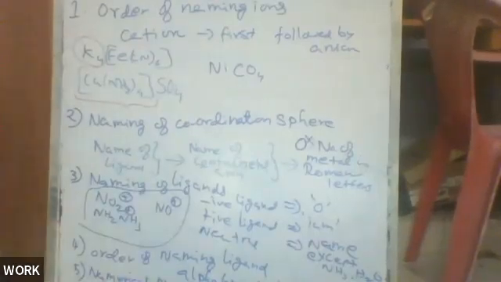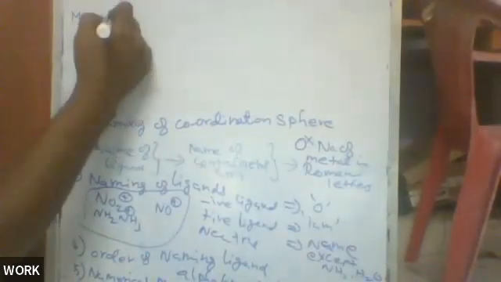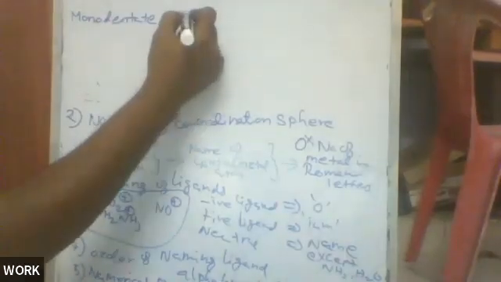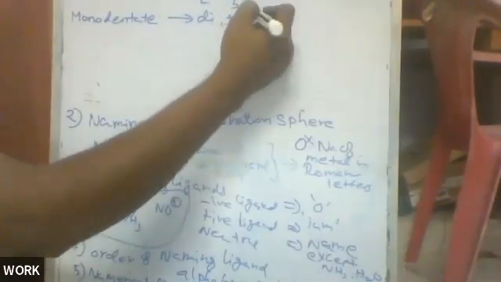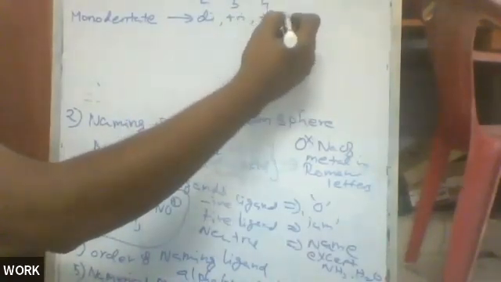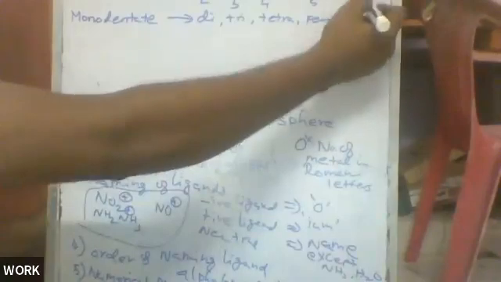Are you able to understand? So I am writing. If you have monodentate ligands, the prefix should be di for 2, tri for 3, tetra for 4, penta for 5, hexa for 6. This is the order for monodentate ligands.